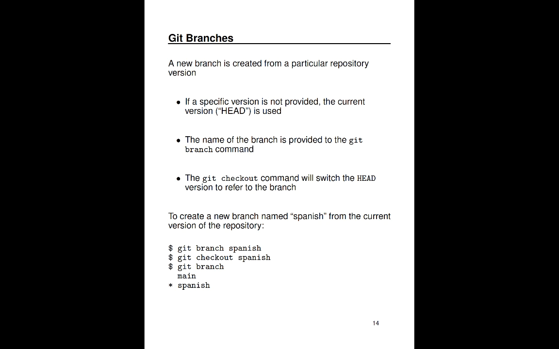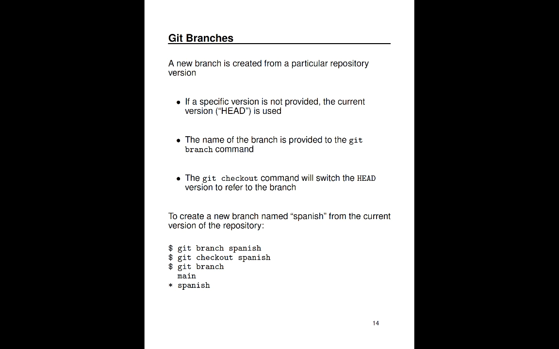Git branch will create the branch, and then git checkout will switch the current checkout to point to that branch. When working with Git, the current revision of your repository that you're working with is referred to as the head version. And so when you do a git checkout, it basically switches the head to refer to the revision on the branch.